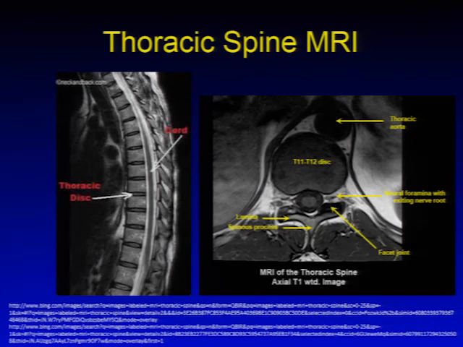Again, the MRI of the thoracic spine allows one to better visualize the soft as well as bony structures of the spine. As highlighted in this image, structures such as the intervertebral discs, spinal cord, and nerve roots are readily visible and identified.